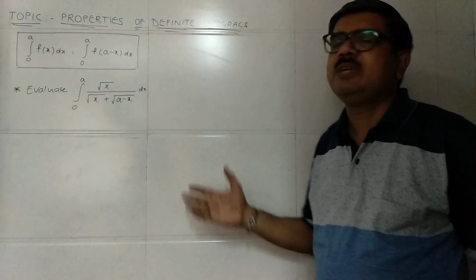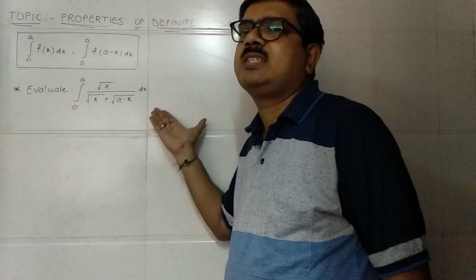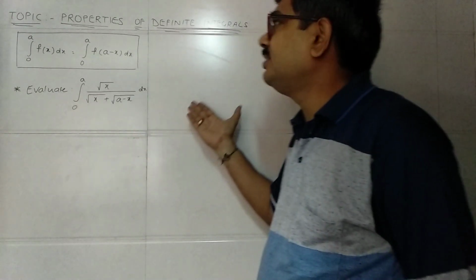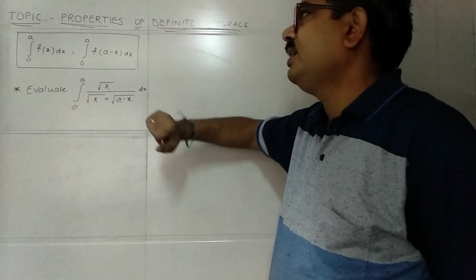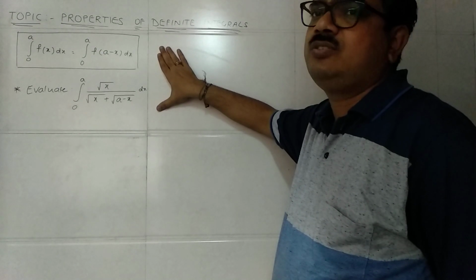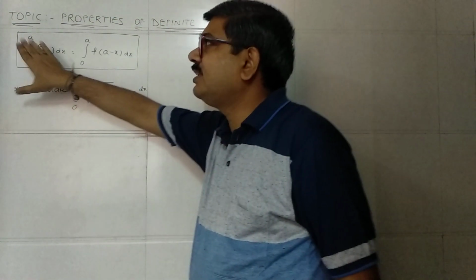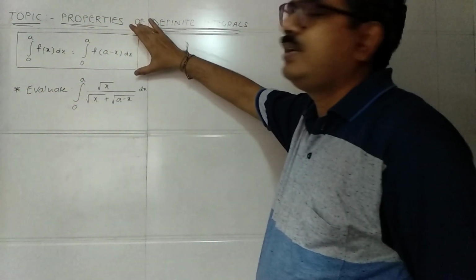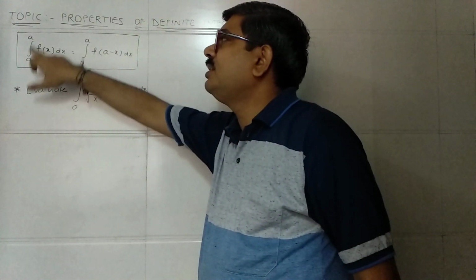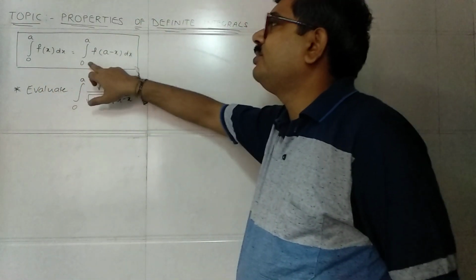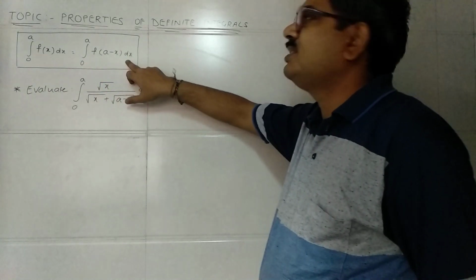Hello students, in previous videos I have explained how to solve definite integrals by using one property. In this video I will be teaching you another property. See here, the property is written: integral 0 to a f of x dx is equal to integral 0 to a f of a minus x dx.